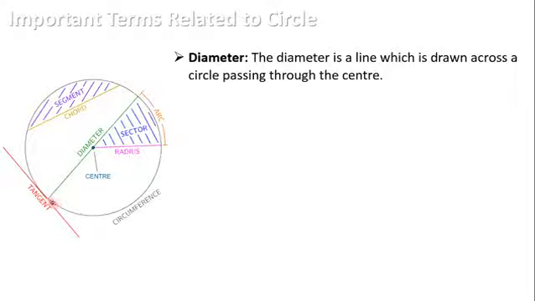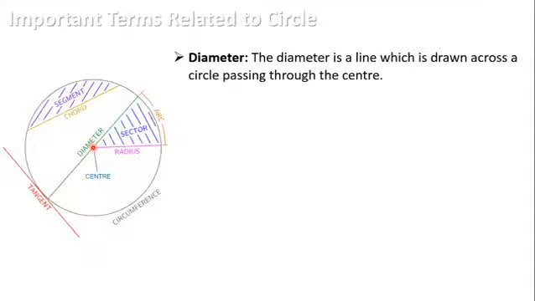Now you can see the diameter in green right here. You can see from this point right here at the body or circumference of the circle down to the other side, and it passes through the center. That is what is called the diameter. So the diameter is a line which is drawn across a circle passing through the center. So every time that you draw a line from one part of the circle to another part of the circle passing through the center of the circle, that line is called a diameter. Okay, so if a question tells you that the diameter of a circle is so and so, then you know exactly what that question is referring to.